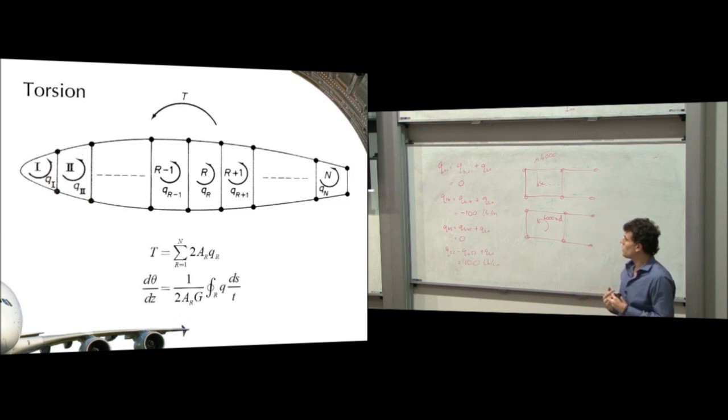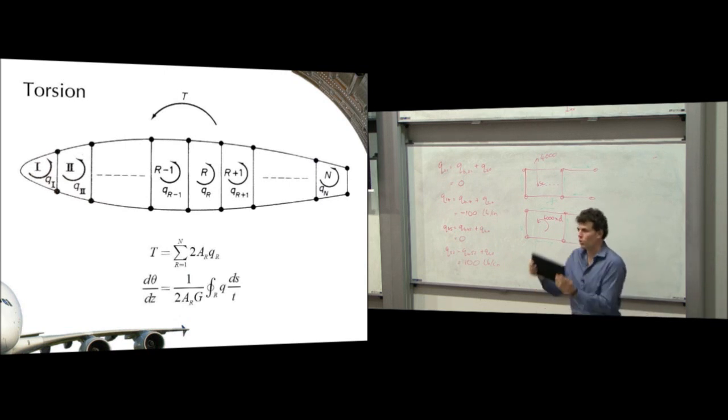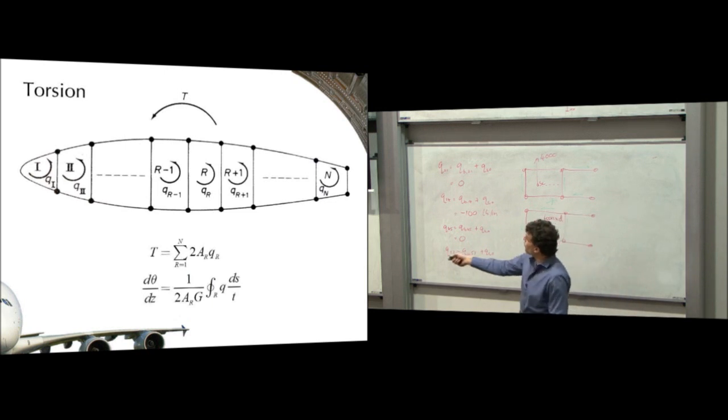What we need to rely on is rate of twist. The assumption is that the section doesn't deform internally, so that when the whole box rotates, when the whole beam twists, every cell has the same rate of twist. So if we calculate the rate of twist for one cell or the rate of twist for another cell, they will all be the same. So we end up with a bunch more equations here. For every cell, we get one of these rate of twist equations.